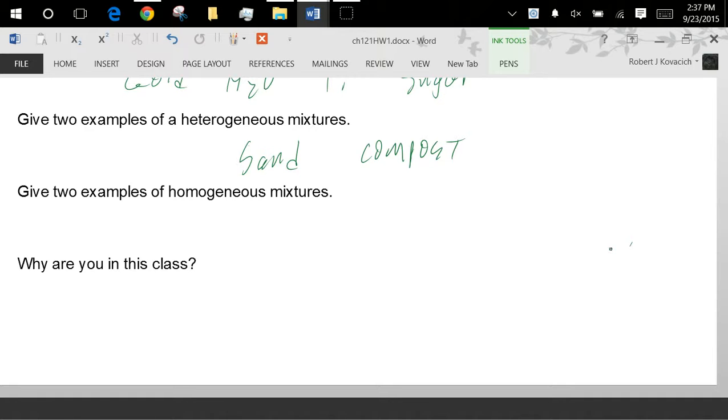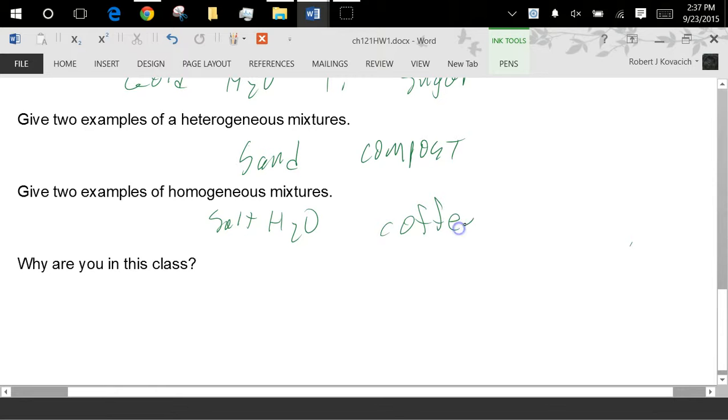Homogeneous, what do you got? Did somebody say water? That's a pure substance. That's a compound. Salt water, okay. As long as the salt is fully dissolved, salt water is definitely a homogeneous mixture. Something else? Coffee? Sure, coffee. Kool-Aid. Mixed nuts. No, that's the other one. Mixed nuts is heterogeneous because you can tell the difference.